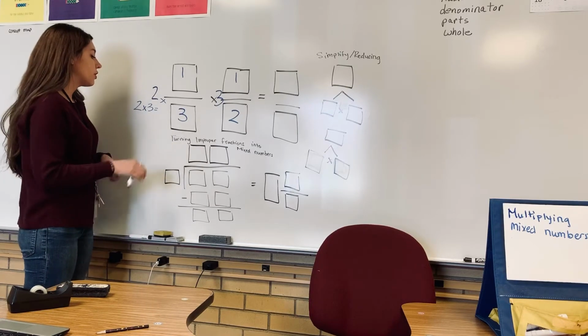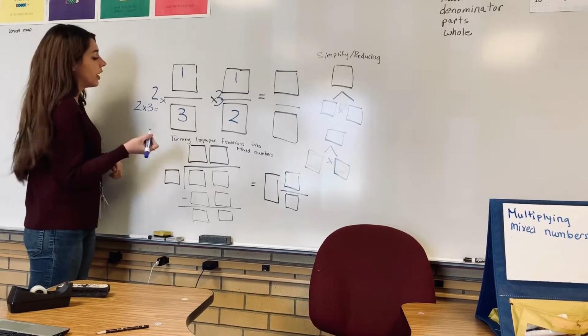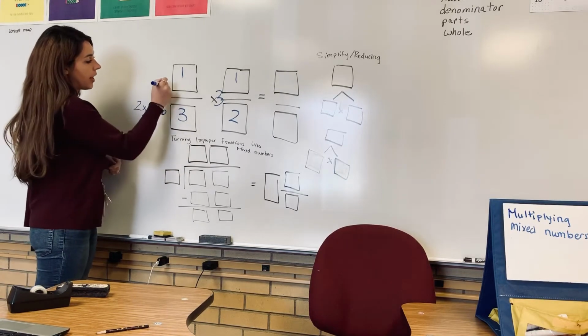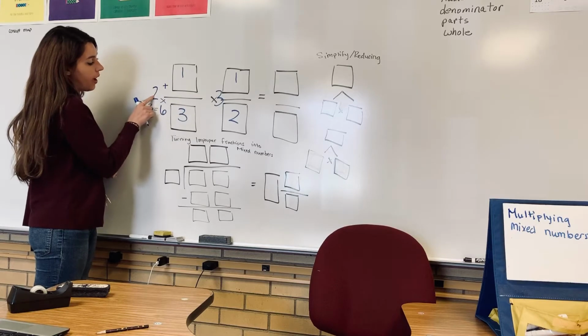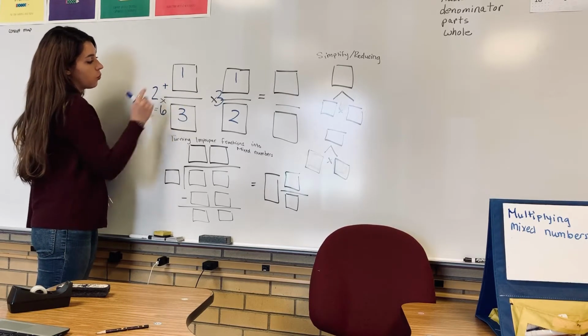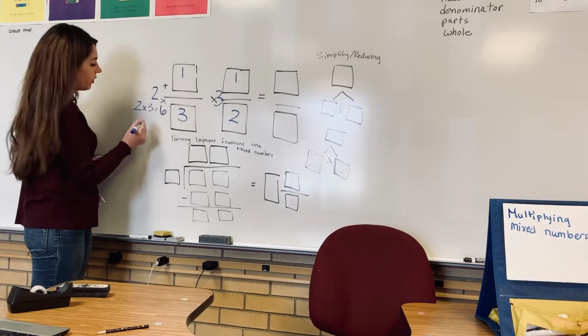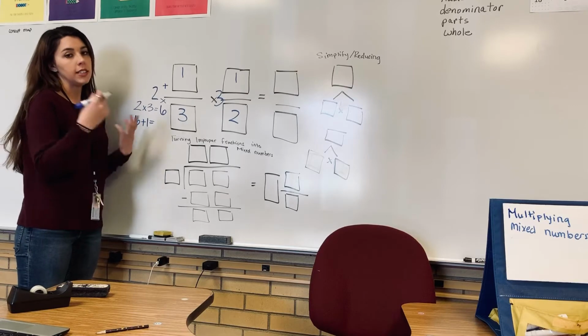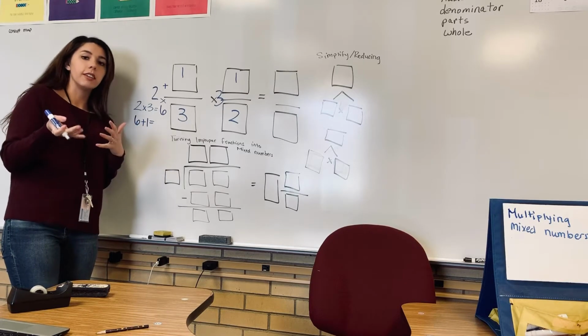Okay, all right, so now I do 2 times 3, and 2 times 3 is 6. Now I have to add the top. So now I have 2 times 3, which was 6. Now I have to do 6 plus 1. So this whole thing was 6. Now I add it to 1. 6 plus 1 is, I hope you said 7.